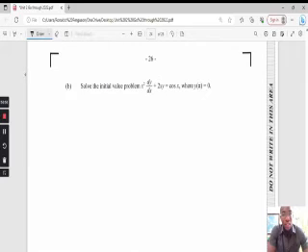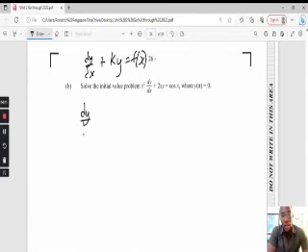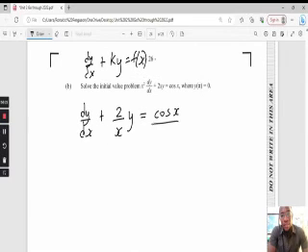It's either a linear differential equation or a separation of variables. Based on this question, it looked like a linear one. So for linear, we want to get it in the form dy/dx plus a function times y equals another function of x. If we divide through by x squared, then dy/dx plus 2x over x squared, which is 2 over x, times y is equal to cos x over x squared.